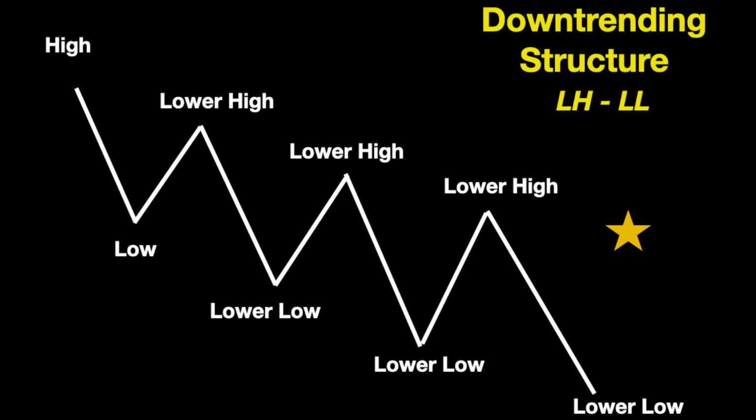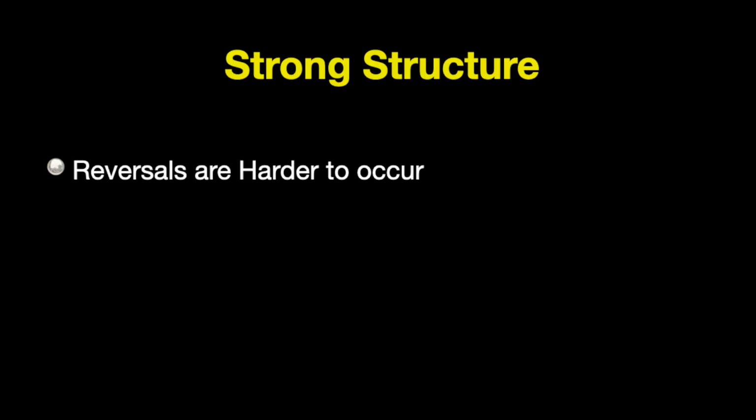So now let's talk about market structure. We have two types of structures, strong structure and weak structure. I want you to be able to identify if the structure is strong or if it's weak, so you know if there are either reversals coming or continuations coming. Because the thing you don't want to do is trade against the trend. You don't want to trade against the market. You want to catch where the market is going and trade with it.